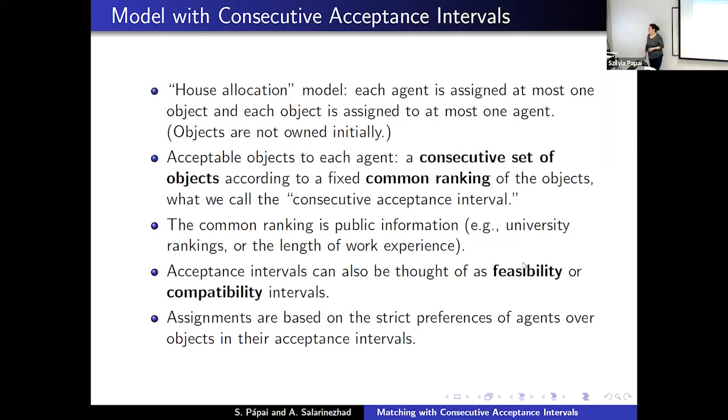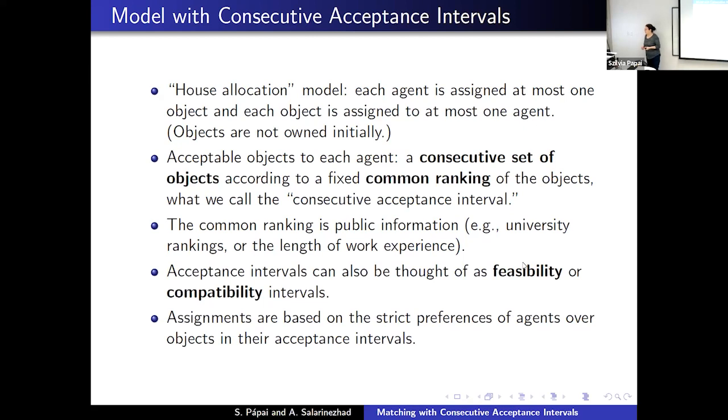So let me introduce the model. It's what we call a house allocation model. So it's basically just a one-to-one kind of assignment. Each agent is assigned at most one object, and each object is assigned at most one agent. And we have a common ranking of the objects, which is fixed. So we have an exogenously given ordering of the objects. We call this a common ranking.